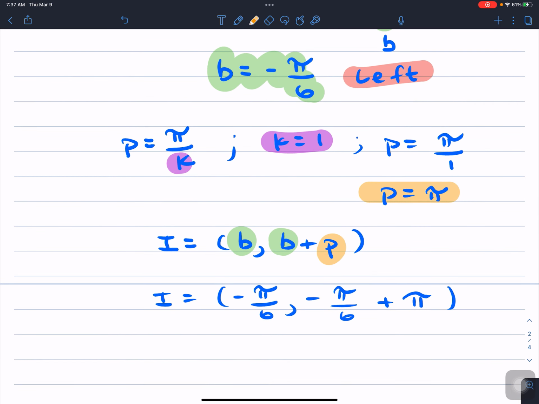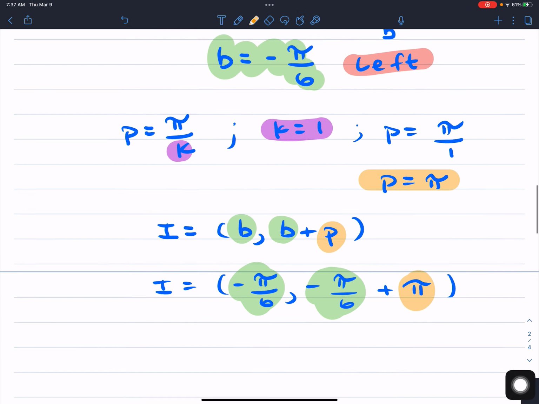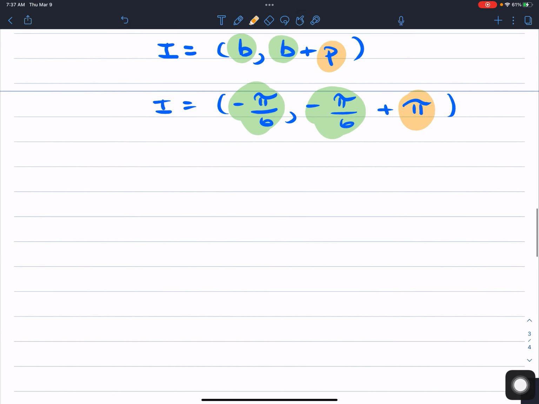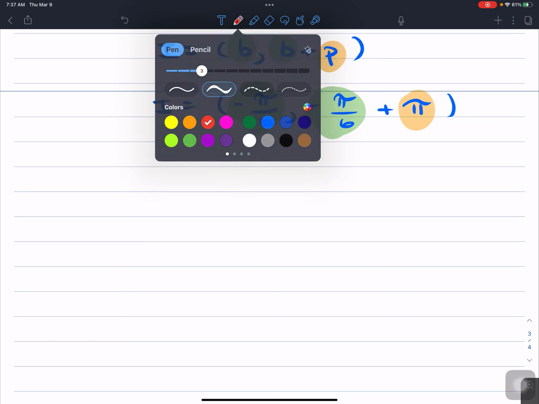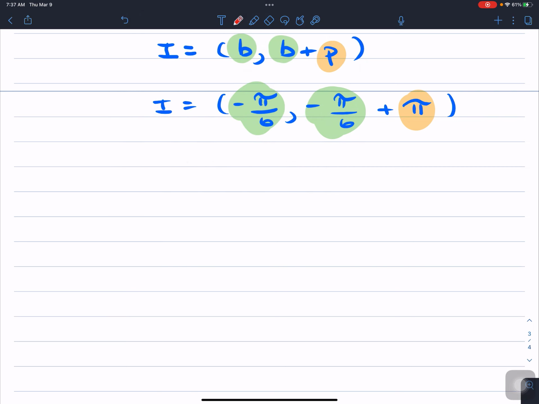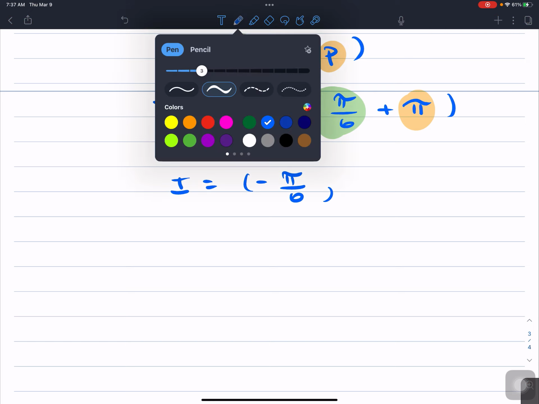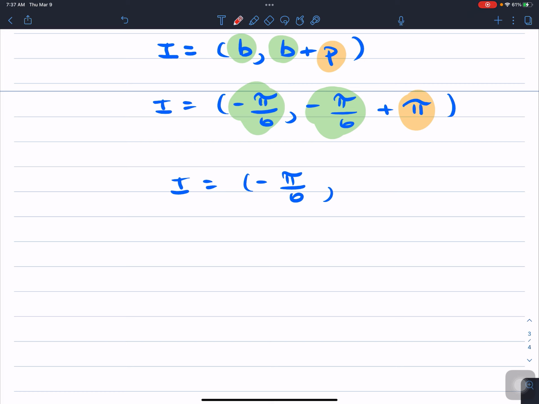Notice, I don't think we made a mistake. Where's our P now? There we go. Okay, we're okay. Now we just have to do our algebra here. Okay, the left side, we're fine. We're fine for the starting point's okay, right? Where's the ending point, though? Negative pi over 6 plus pi, what's that going to be?